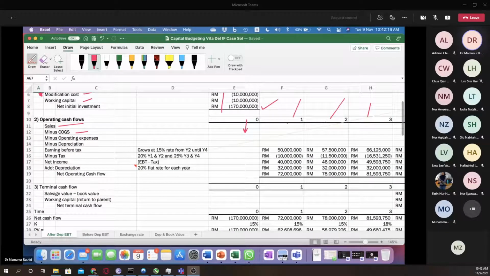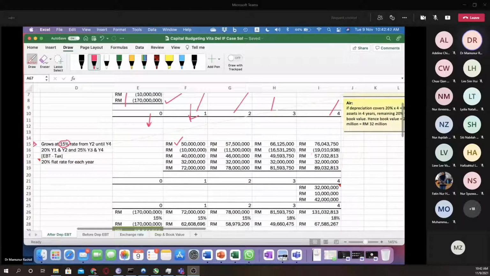But operating cash flow starts from year 1 because you are starting operation now. Our operating cash flow includes earnings before tax, but after depreciation, right? So this starts here and it grows at a 15% rate, if you remember. In the first year it is 50 million, and then from the next year, this will grow at 15%: 15% of 50, then 15% of 57.5, 15% of 66.125. So each year it will grow at 15% until year 4.